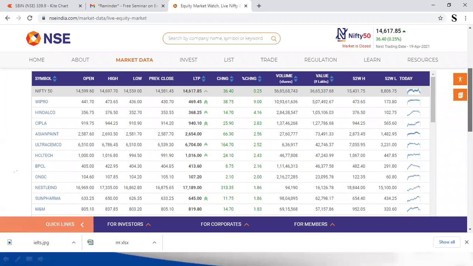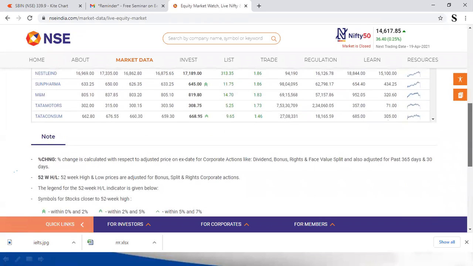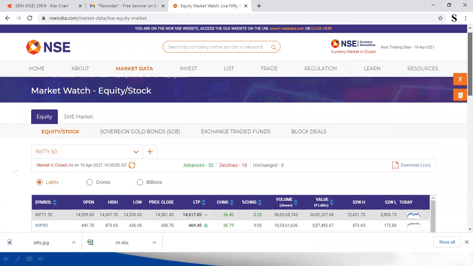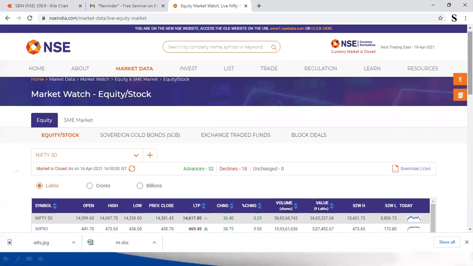I'll also show you how to filter this. Now there are 50 shares over here. I would recommend as starters, you should research all these shares and find patterns from these shares. But if you want to filter down, what you can do is you can come here on home.